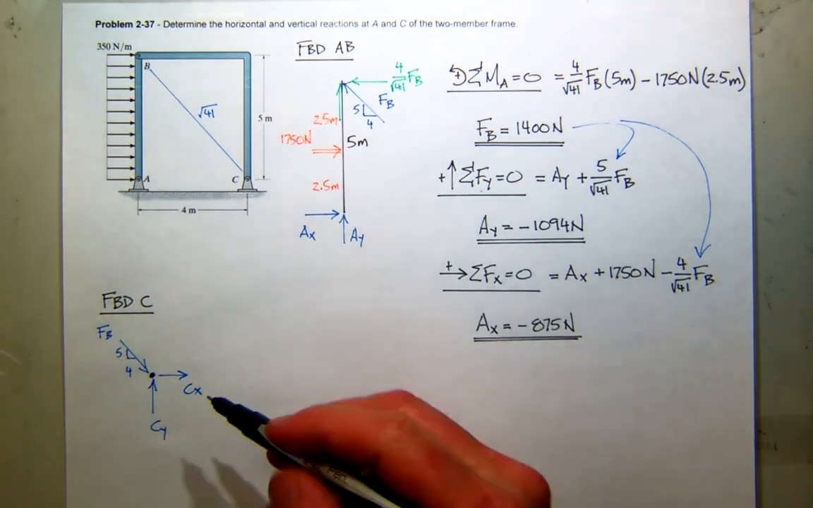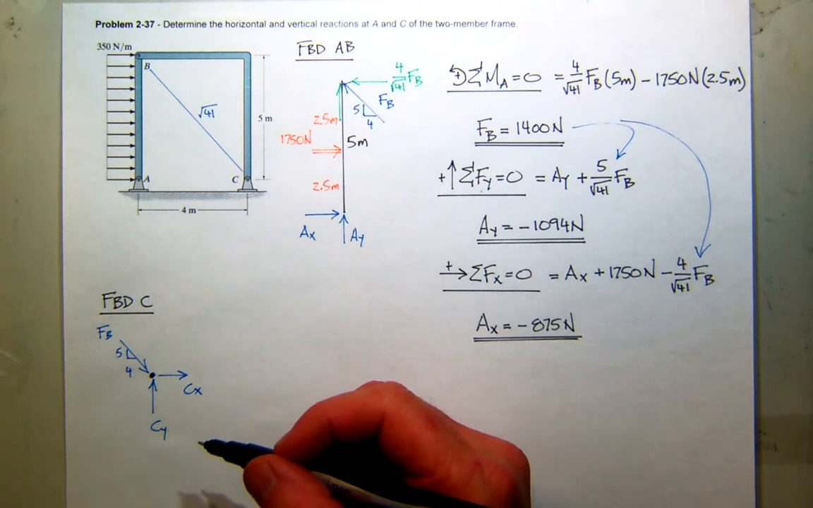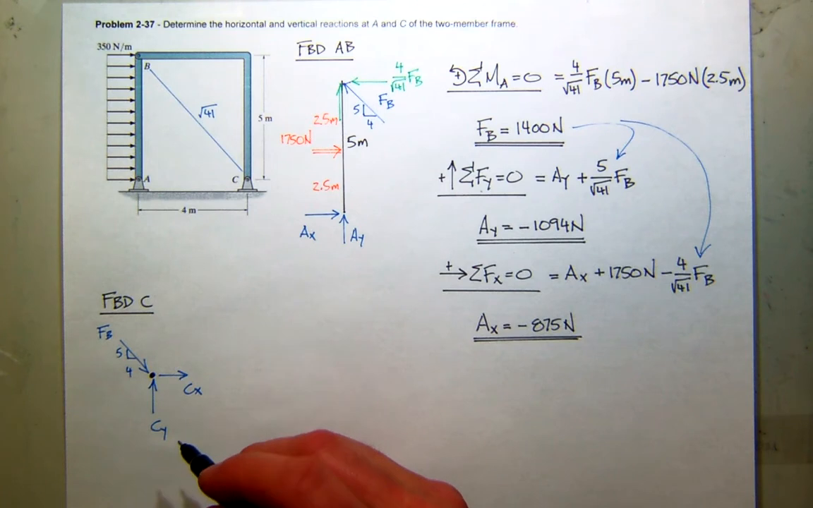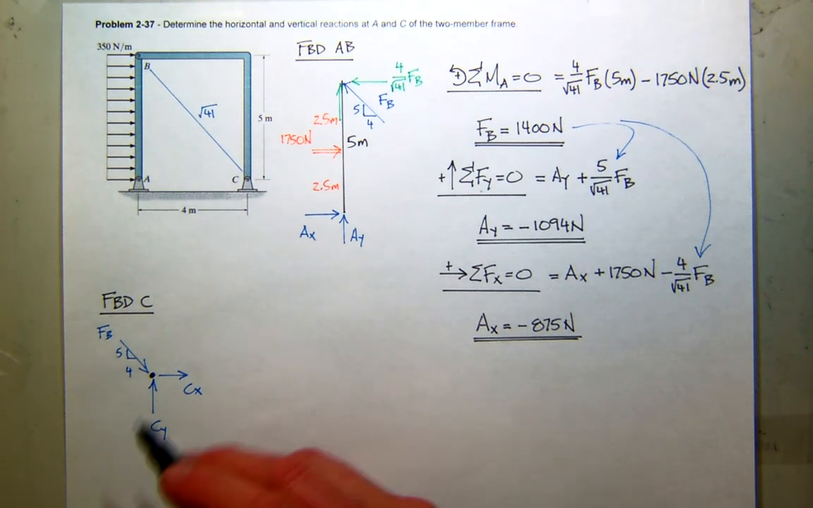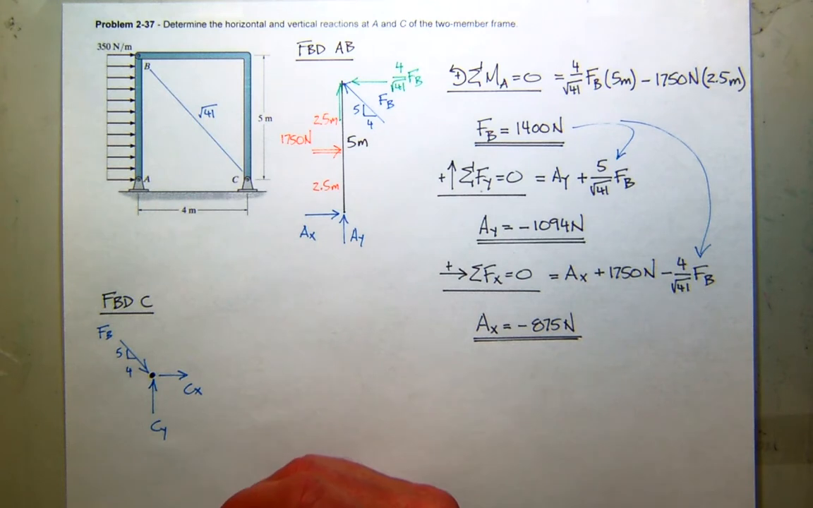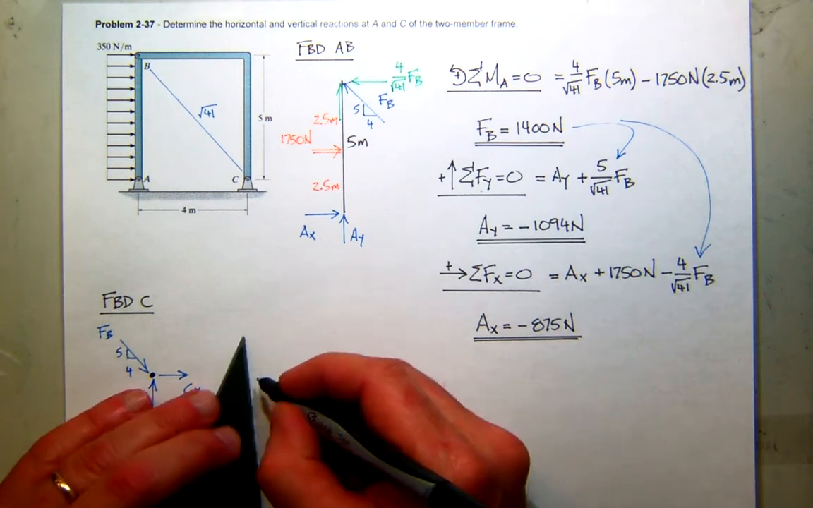Since I explicitly asked for it, we're going to have to go ahead and finish this up. I'm going to sum moments at C. Will that help? I always say sum moments at the pin, right? Why would that give us nothing? All the forces are concurrent at C, so there are no moments. So that won't help. We'll have to do something else. So let's start with summing forces in the y direction.